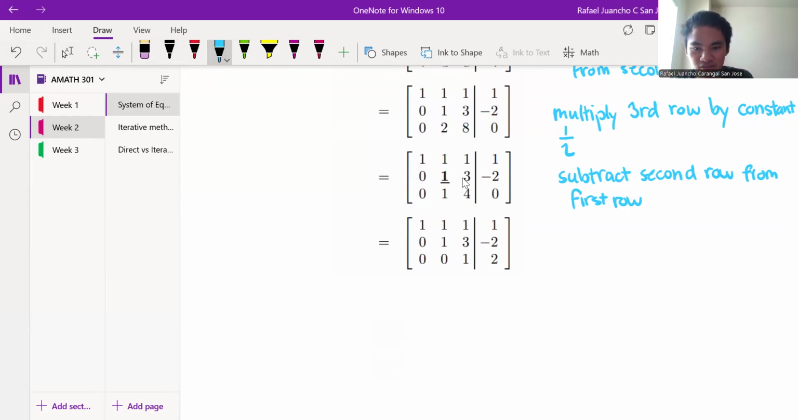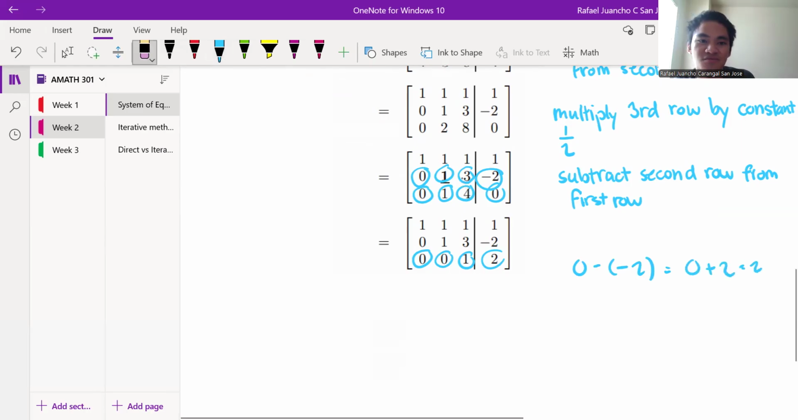Yeah, because I did, okay, 0 minus 0 minus 0, I get 0. 1 minus 1, I get 0. 4 minus 3, I get 1. Oh, wait a minute. 0 minus 2, I get 2. Oh, 0 minus negative 2. Yeah, I'm right. 0 minus negative 2 is just 0 plus 2, which is just positive 2. So that's what I did there.